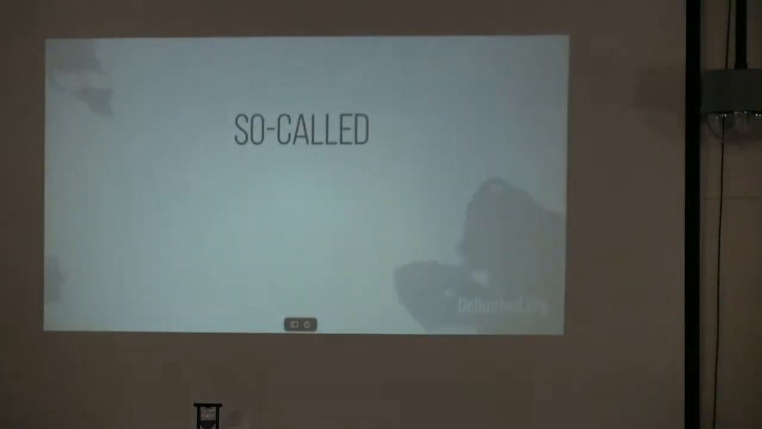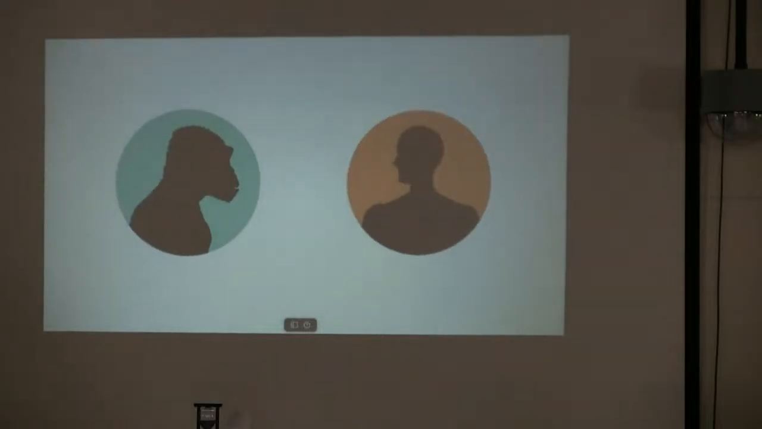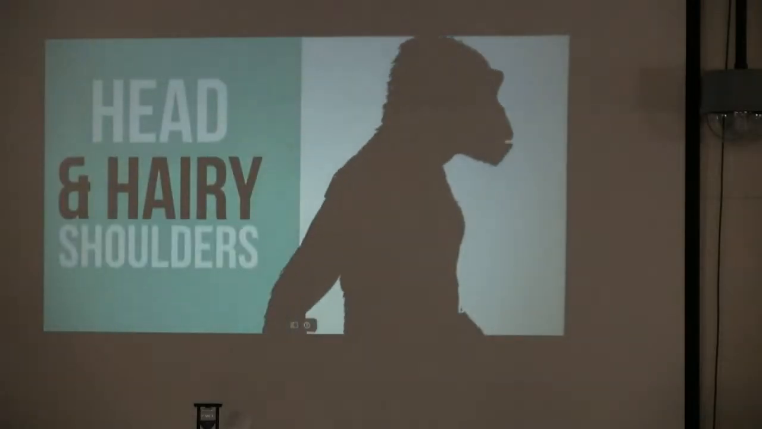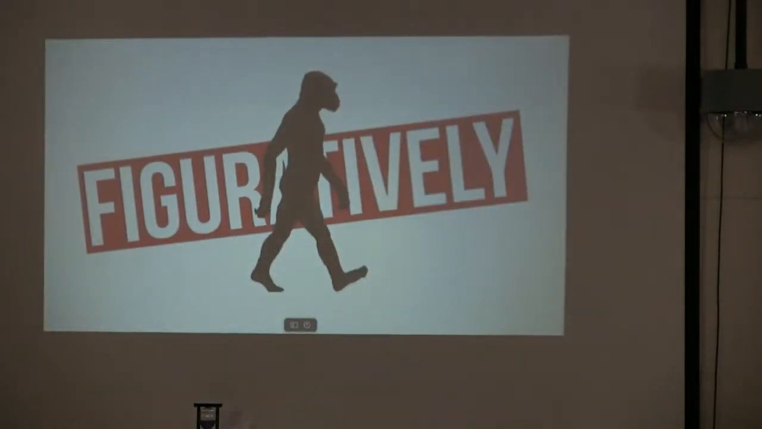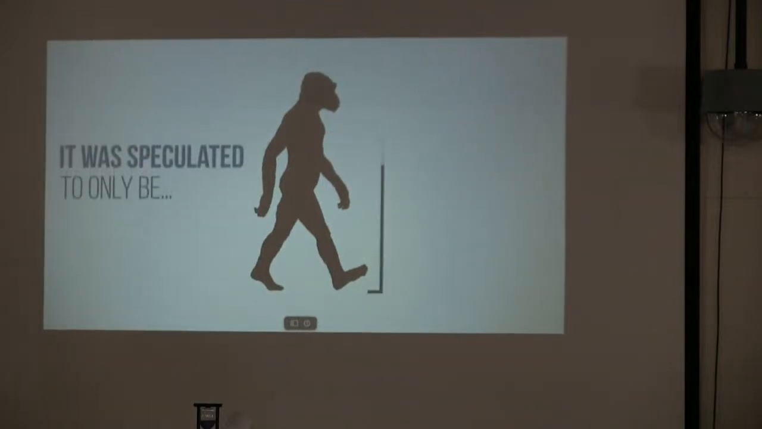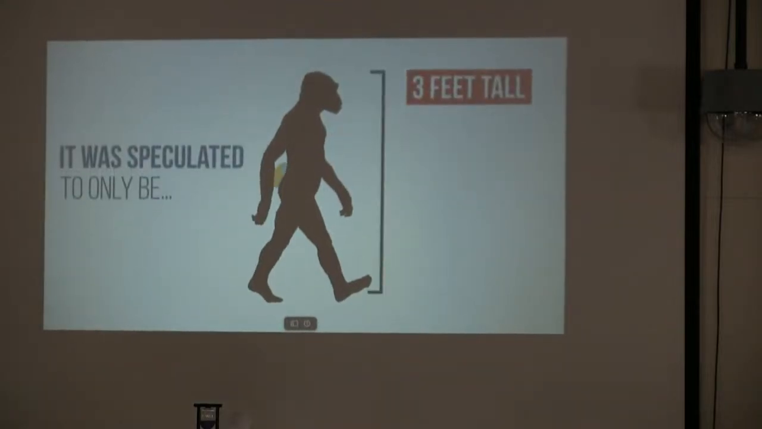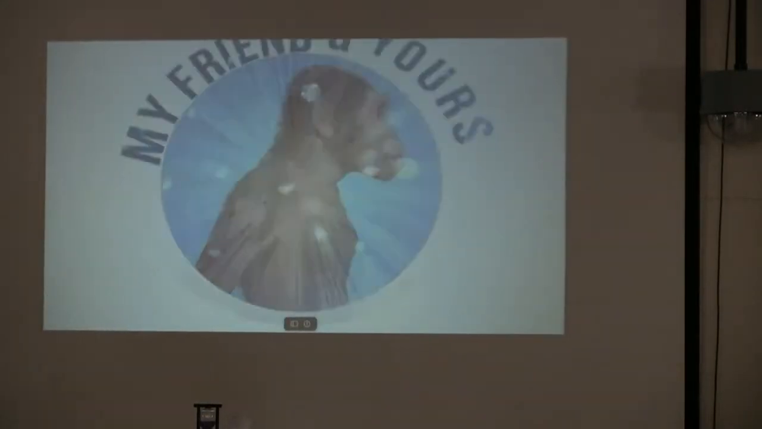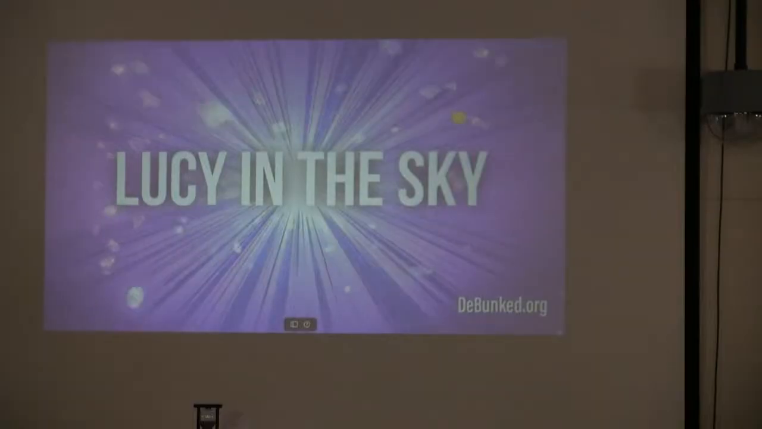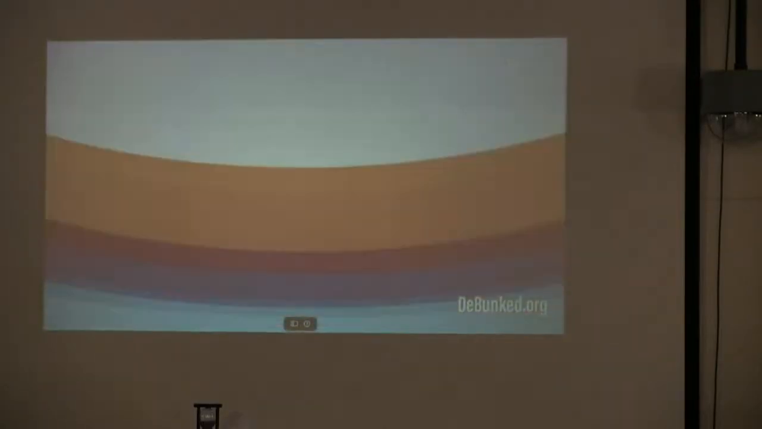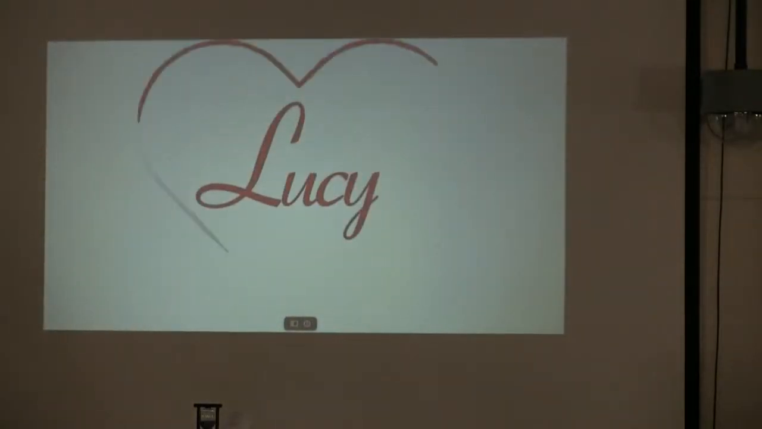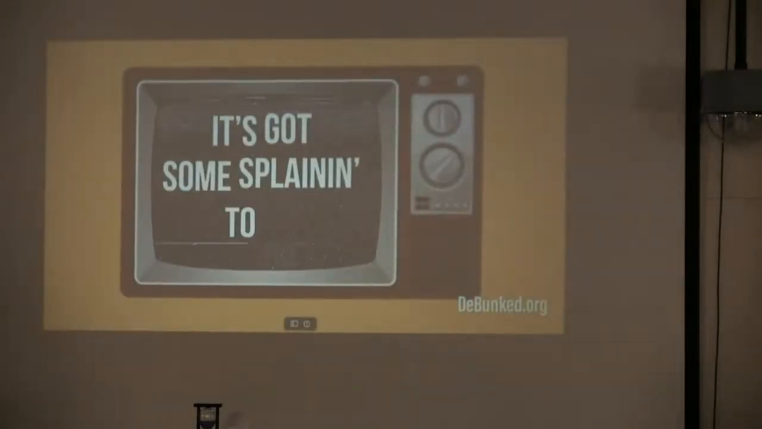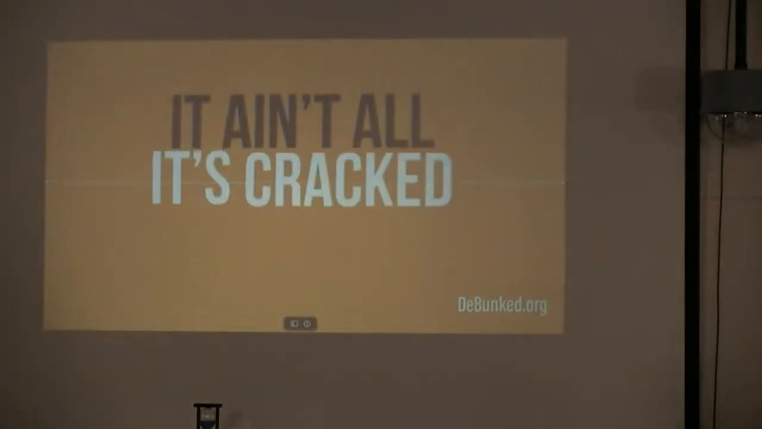When it comes to so-called missing links between apes and humans, there's one that stands head and hairy shoulders above the rest. And I mean that figuratively because it was speculated to only be a little over 3 feet tall when alive. And I'm referring to none other than Australopithecus afarensis, my friend and yours, Lucy in the sky with diamonds. Well, that's where the name came from. But it's just plain Lucy to you and me, and it's got some splaining to do because it ain't all it's cracked up to be.